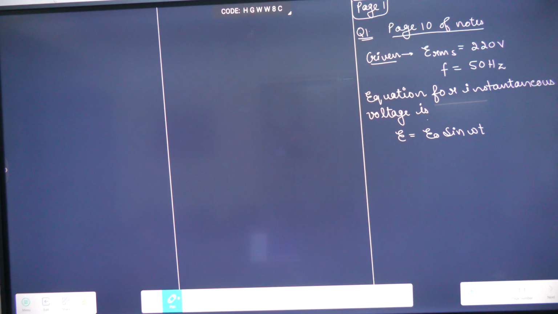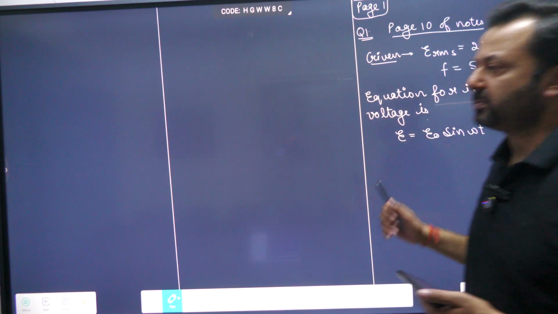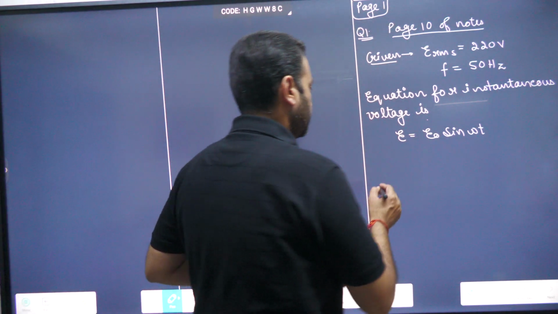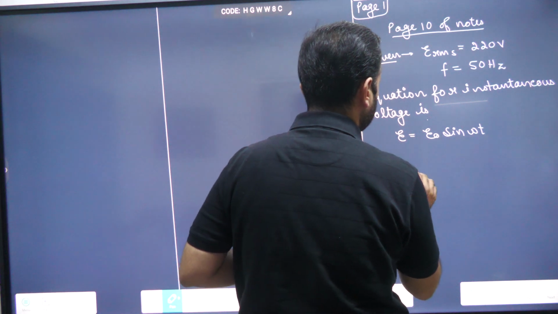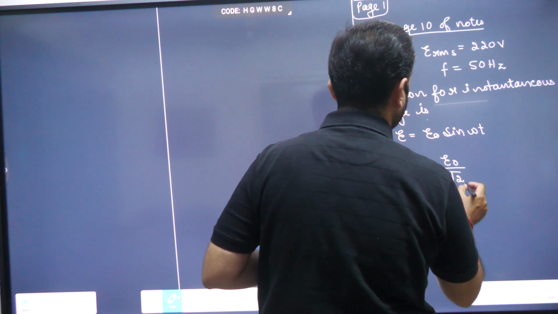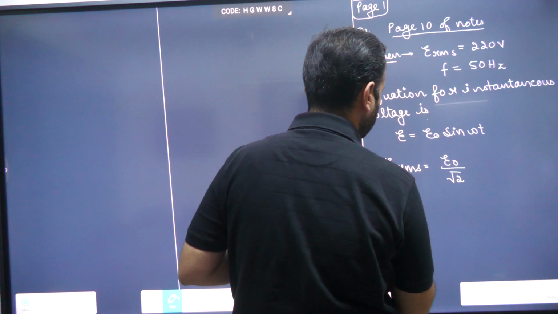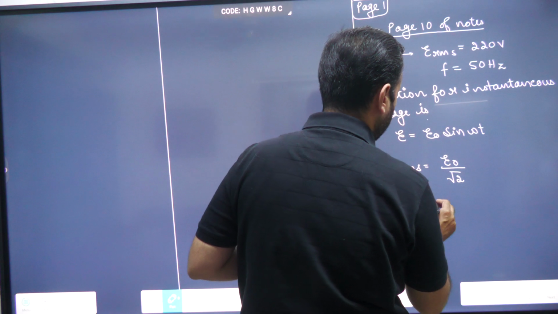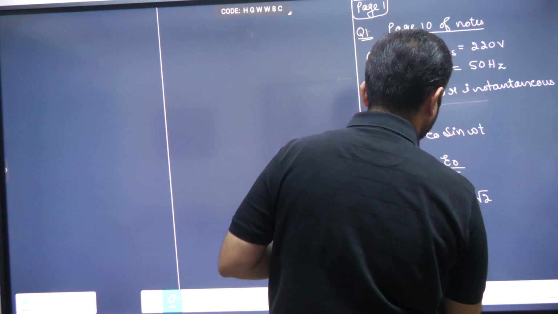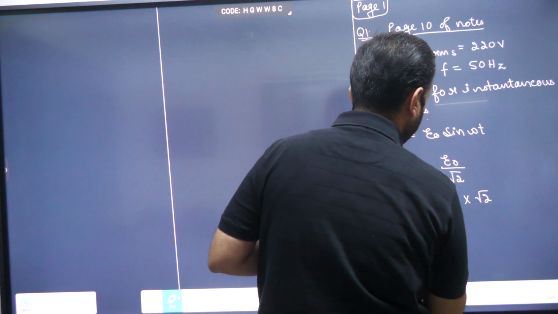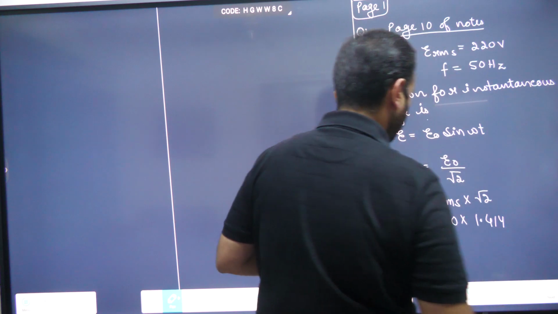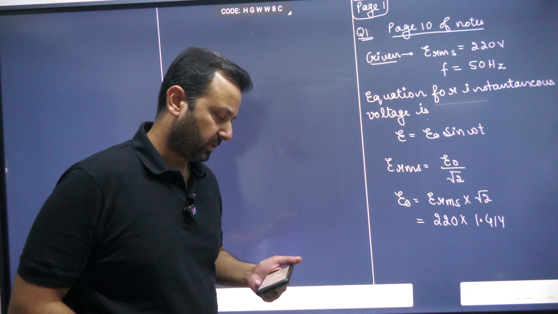As we have done yesterday, what is the relation between peak value and RMS value? It is given by this: E RMS is equal to E naught upon root 2. Now I want to calculate E naught. So E naught is equal to E RMS multiplied by under root 2. E RMS is 220, and under root 2 is 1.414.